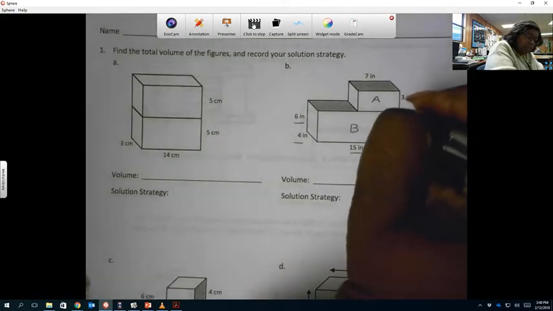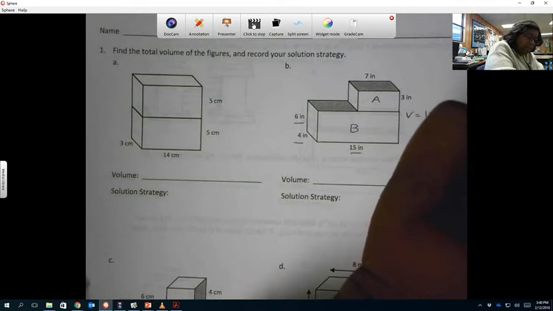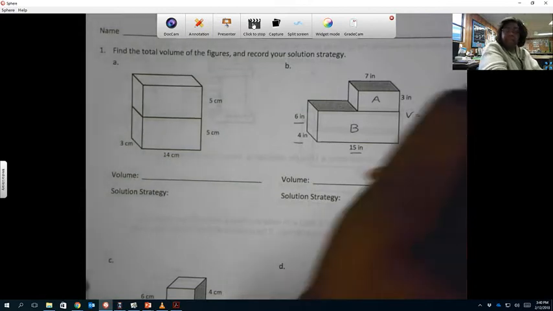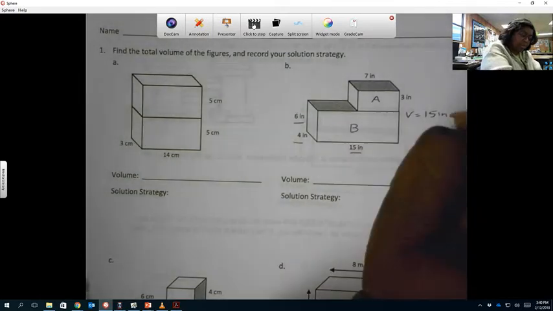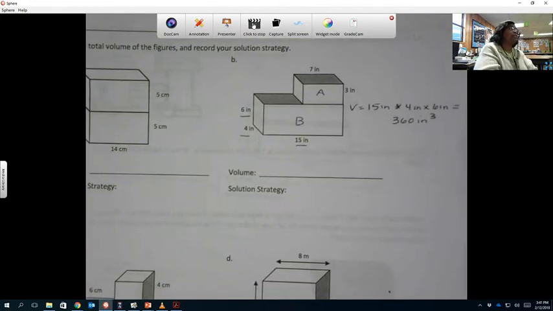So to find the volume, it would be 15 inches times 4 inches times 6 inches, and that gives us a total of 360 cubic inches. Got out of the video there. Sorry about that.